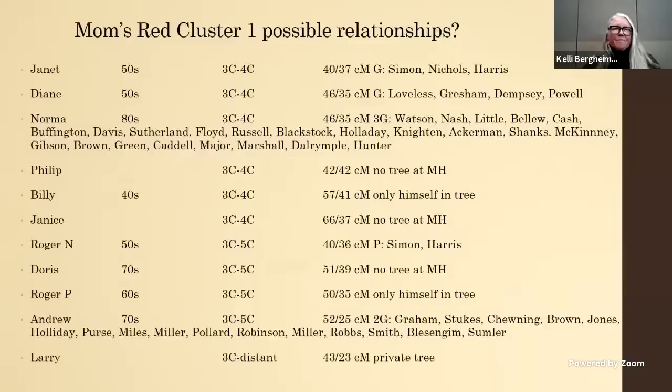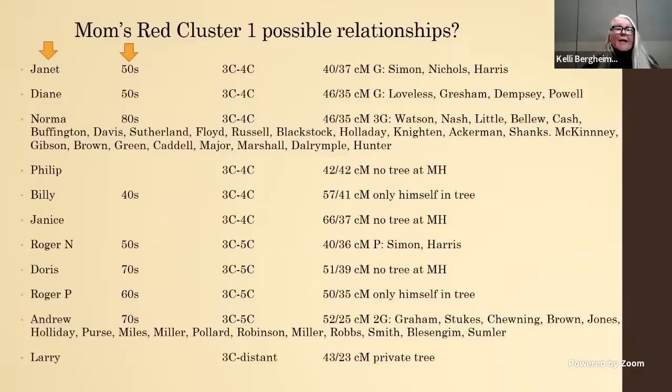This is the chart that I make. Let me walk you through this. These are the 11 matches that were in my mom's red cluster. If you think about this like a spreadsheet or a table, the first column is the match name. So Janet, Diane, Norma, those are all DNA matches in this cluster. The second column is their self-reported age. You'll notice there are some blanks, because some people don't report their age. But sometimes that can give us clues if they're possibly the same generation as my mom. My mom is in her 80s, so maybe Norma, in her 80s, is the same generation as my mom.